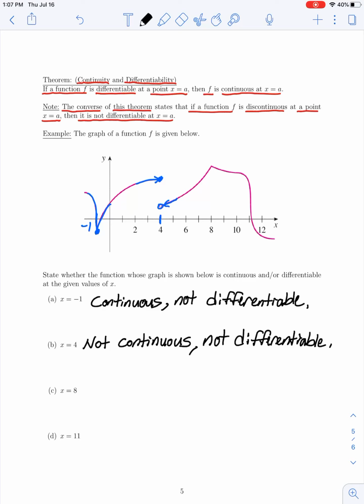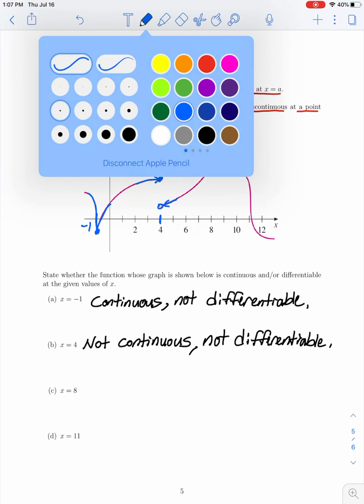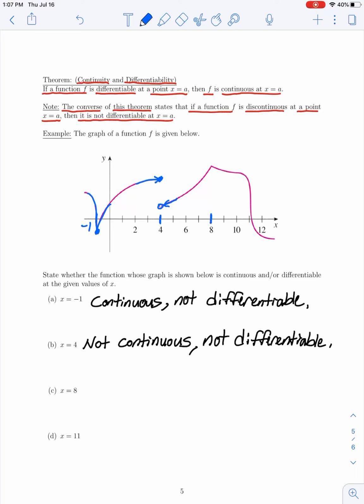at x equals 4. Now the next point we're asked about is at x equals 8. And looking at the graph of our function, well, f of 8 exists. We have a closed point, and it appears that the left and right hand limits as we approach 8 are equal. So the limit exists, and they're equal to the value of the function at 8. So here our function is continuous at x equals 8. However, we see this corner in the graph, this sharp edge. And anytime that we have a corner in the graph of our function, that means that it is not differentiable.